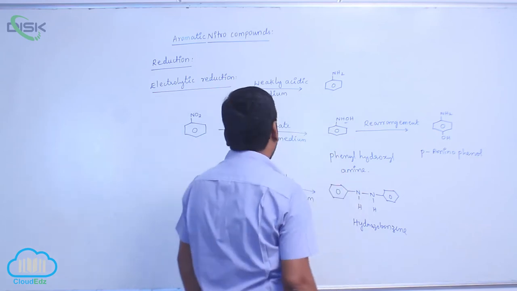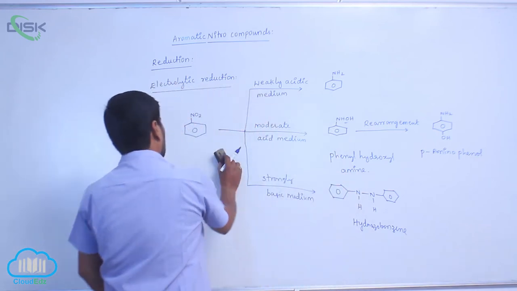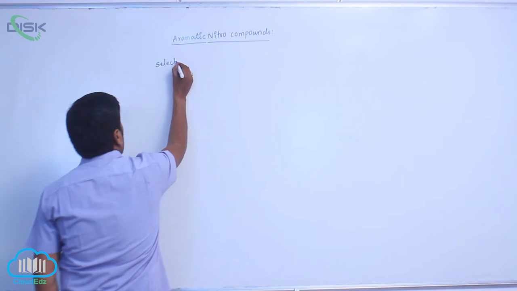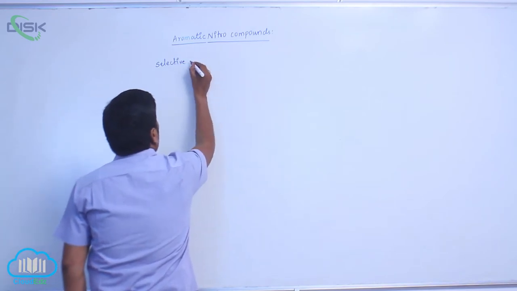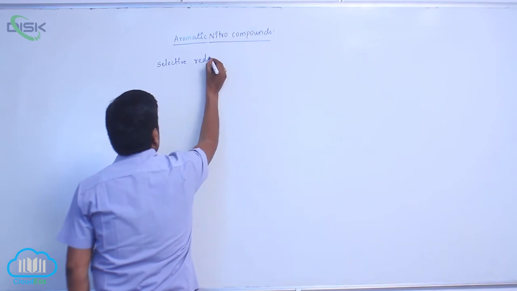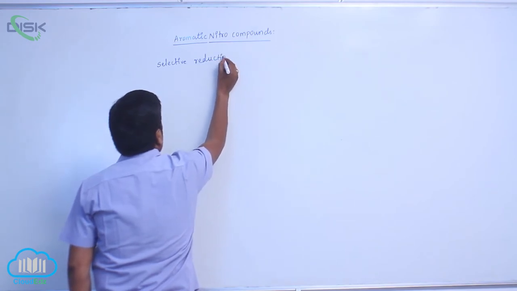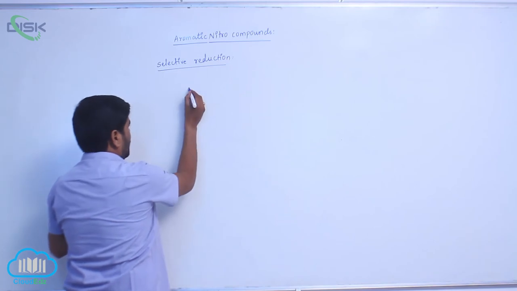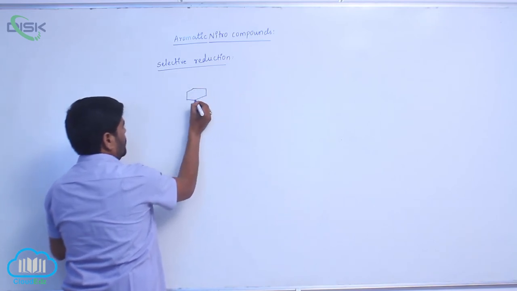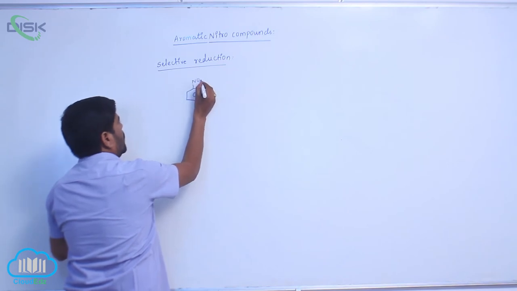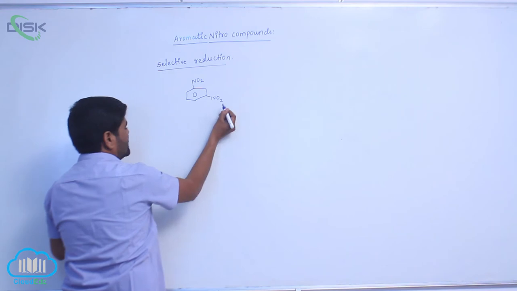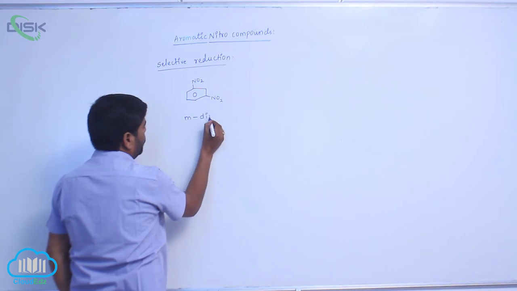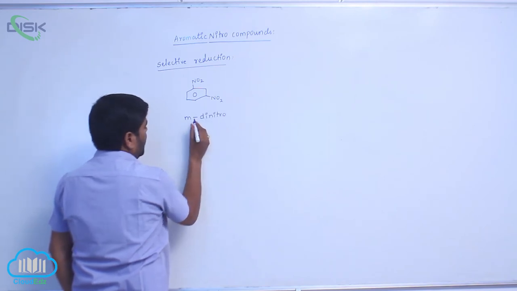Okay, so this is about which one? Electrolytic reduction of nitrobenzene. Selective reduction of nitrobenzene, or meta dinitrobenzene. If two nitro groups are connected to benzene, this is known as meta dinitrobenzene.